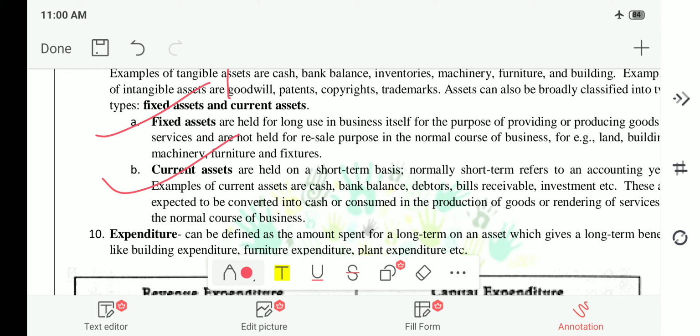What are fixed assets? They are held for long use. This is important. Fixed assets are held for long use in the business itself, for the purpose of providing or producing goods and services, and are not held for resale purposes. That is, if I am buying land to build a factory, I am not planning to resell it, but to create an asset for my organization. Therefore it is a fixed asset, not a current asset. If I am planning to resell that land, then it will be a current asset, right?